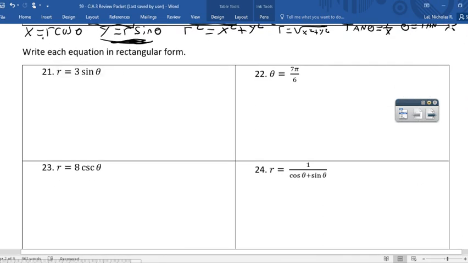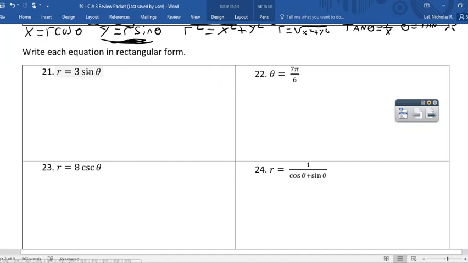So once again, we have to be very aware of our conversion formulas. x is equal to r times the cosine of theta. y is equal to r times the sine of theta. r squared equals x squared plus y squared. r is equal to the square root of x squared plus y squared. The tangent of theta is equal to y over x. And theta is equal to the inverse tangent of y over x.